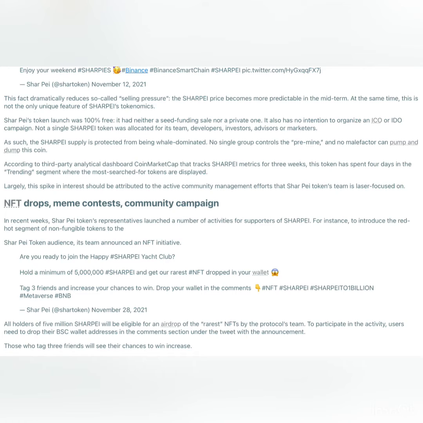At the same time, this is not the only unique feature of Shar Pei's tokenomics. Shar Pei's token launch was 100% free. It had neither a seed funding sale nor a private one. It also has no intention to organize an ICO or IDO campaign. Not a single Shar Pei token was allocated for its team, developers, investors, advisors, or marketers. As such, the Shar Pei supply is protected from being dominated. No single group controls the pre-mine, and no malefactor can pump and dump this coin.